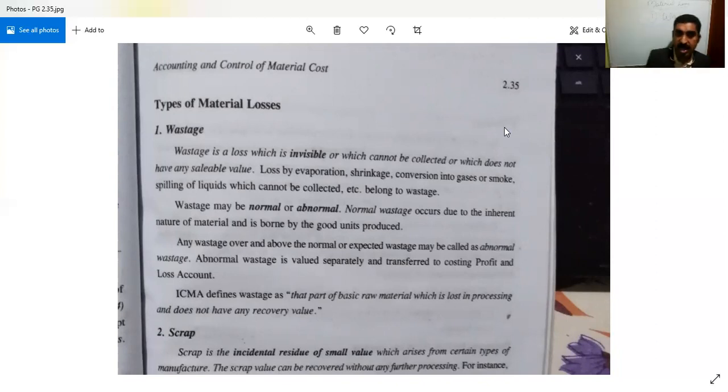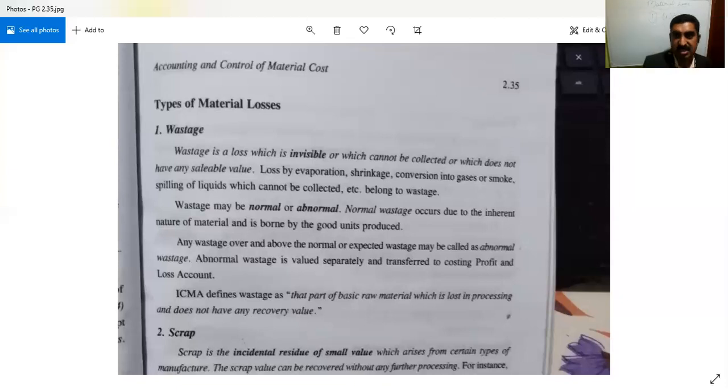അതാണ് ഓർക്കേണ്ടത്. Any wastage over and above the normal or expected wastage may be called as abnormal wastage. It is valued separately and transferred to the costing, profit and loss account. Therefore, that part of the basic raw material which is lost in processing and does not have any recovery value, that is called a wastage.